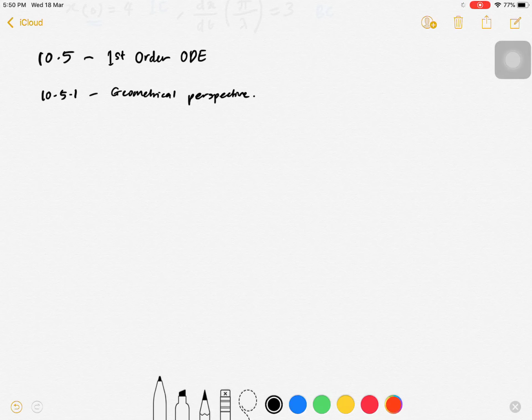Hello and Assalamualaikum. We continue in subtopic 10.5, which is how to solve first order ODE. Before that, we need to learn the geometrical perspective of the first order ODE. Okay, so we take one example.